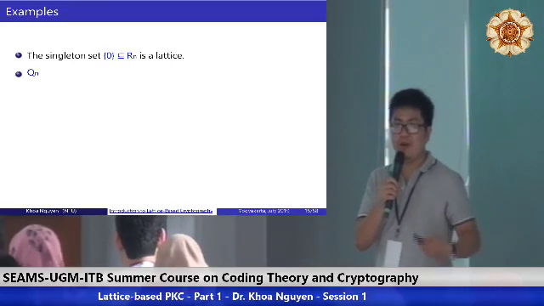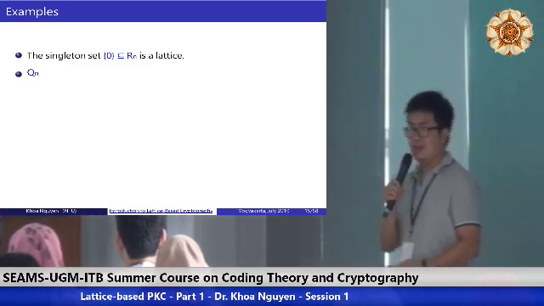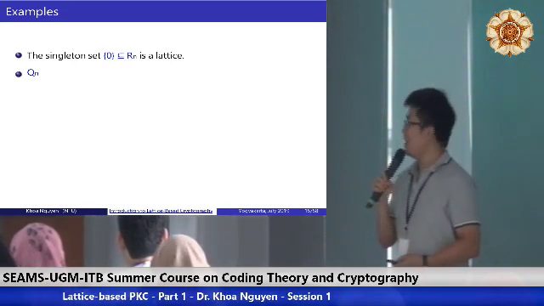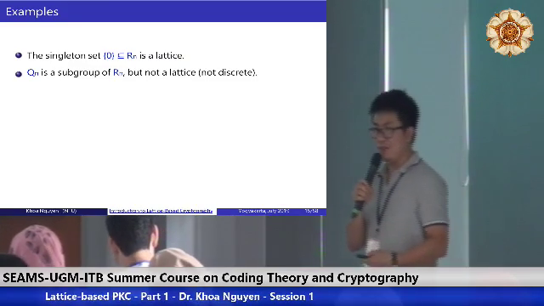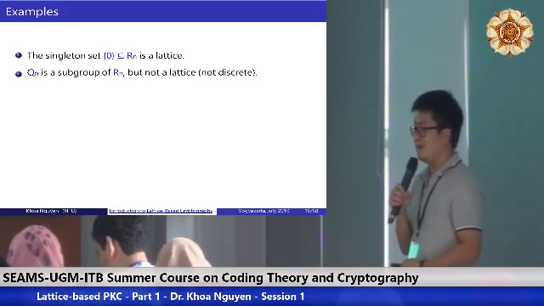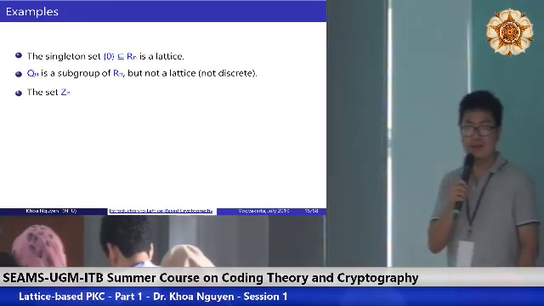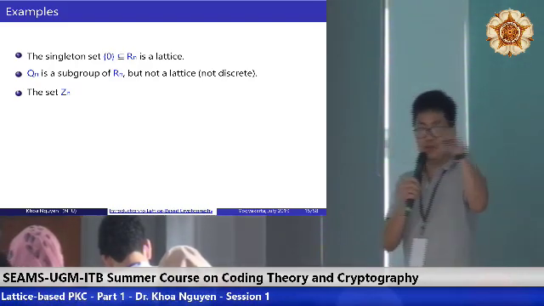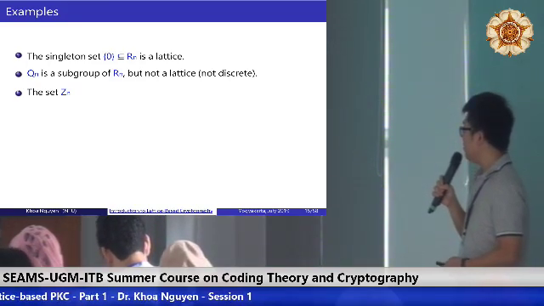Is it a subgroup of R^n? Yes, obviously. But is it discrete? No, it's not discrete, so it's not a lattice. How about the set Z^n? Yes, it's a subgroup, and the integers are just discrete. Yes.